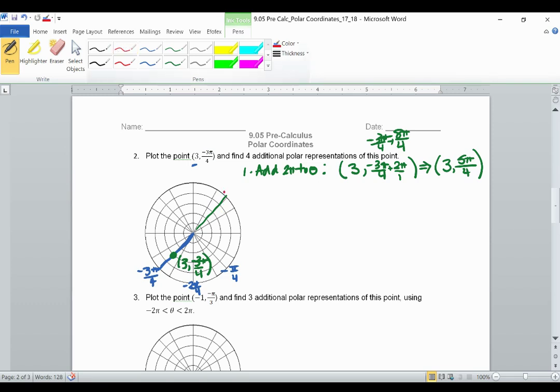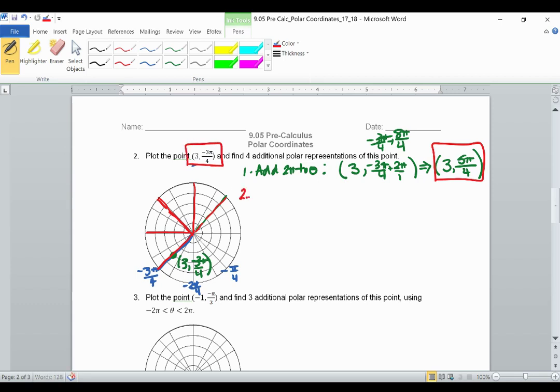So find 5 pi over 4. So here's 1 pi over 4, 2 pi over 4. Oh, no, sorry. 2 pi over 4, 3 pi over 4, 4 pi over 4, 5 pi over 4. Well, that's good news. And then we'd go out 3 rings. So that's exactly the same. So if I gave you this point, you'd get to the same exact point as if I gave you that one.